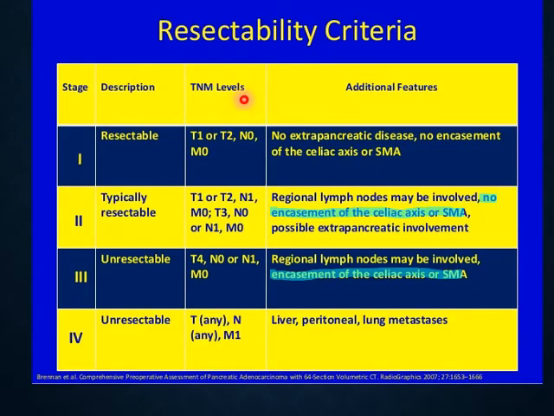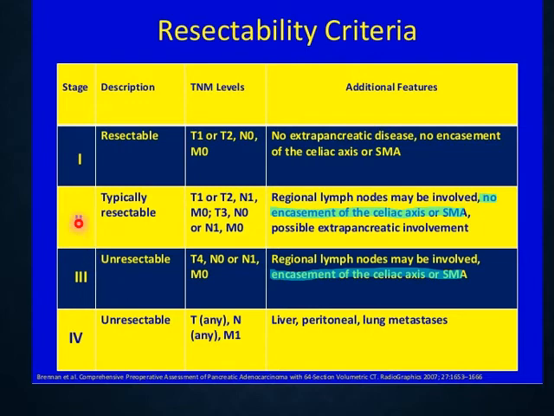Okay, now let's look at the resectability criteria for carcinoma of the pancreas. There are 4 stages. Stage 1 is obviously resectable. T1, T2, N0, M0. So this is definitely resectable. And T4 is definitely unresectable. Any T, any N, and there's already M1. The common metastasis sites are liver, peritoneum, and lung. So once these are involved, then it is stage 4, unresectable.